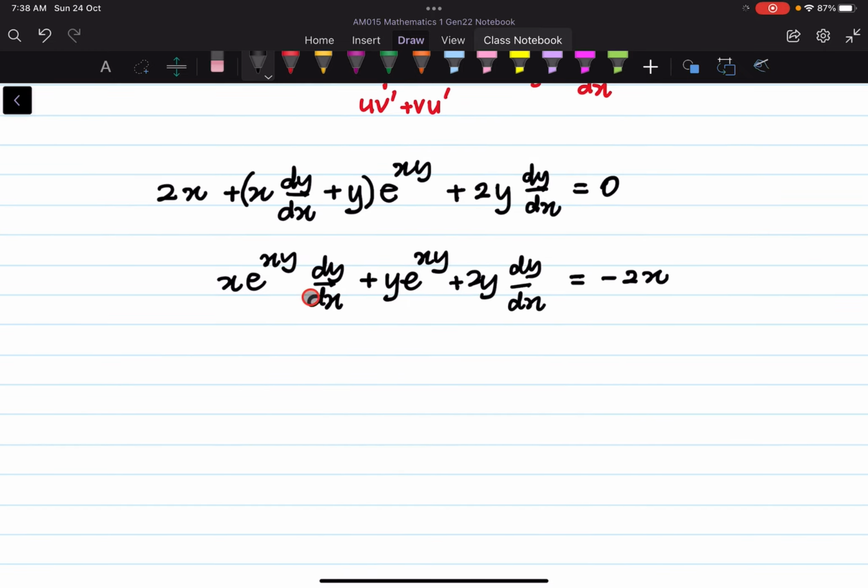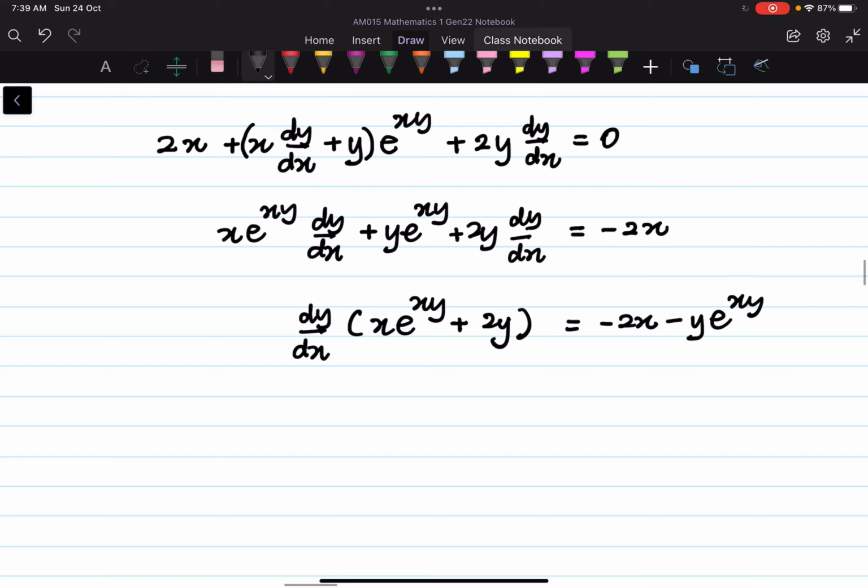So now let us collect all this dy/dx together, and for y e to the power xy, we're going to bring it to the right hand side, minus y e to the power xy. As for x e to the power xy dy/dx and 2y dy/dx, we're going to factorize, and we're going to get x e to the power xy plus 2y.